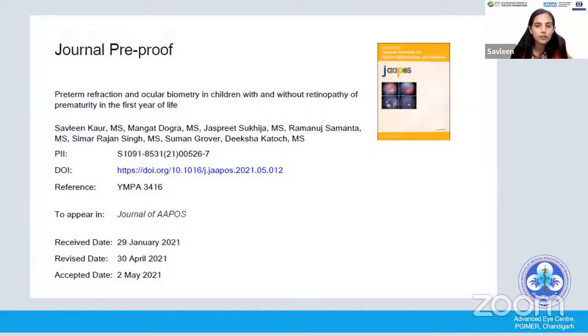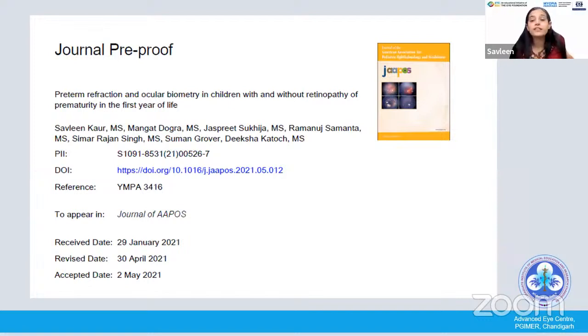One, the children who had no ROP. The second being the ROP group that was not treated, and the third group being the ROP which was treated with laser. Interesting to see that all these babies, lasered or not, were comparable as far as their axial length and myopia were concerned. The more severe disease had more. We looked at their progression over 1 year.